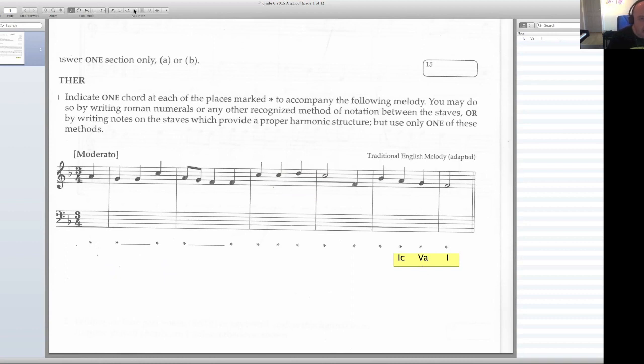Now, before that, I can definitely see that it could be preceded right there. Could be preceded by chord four in root position. Absolutely. Nothing wrong with that.